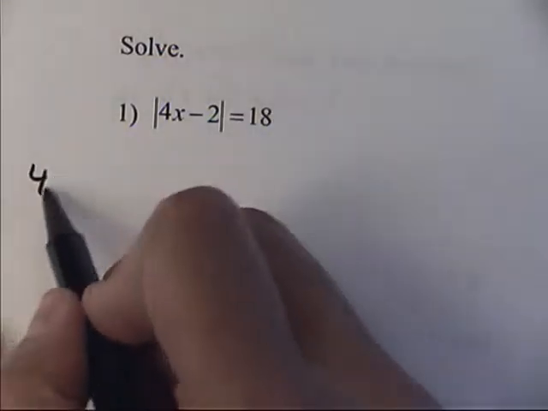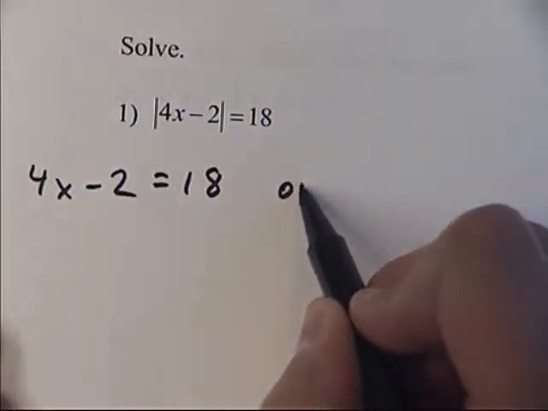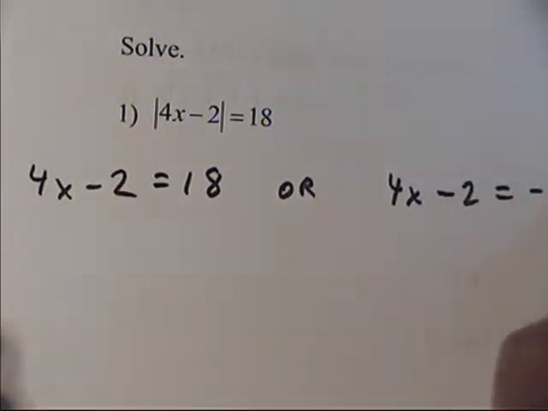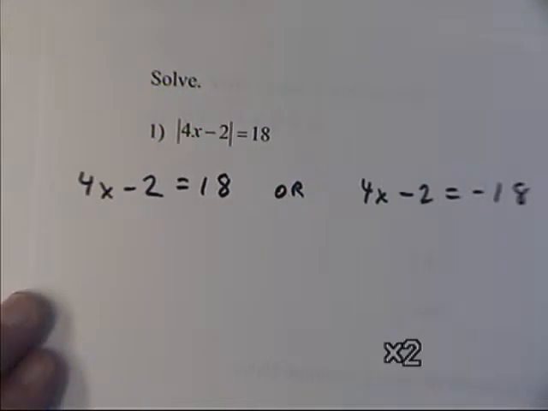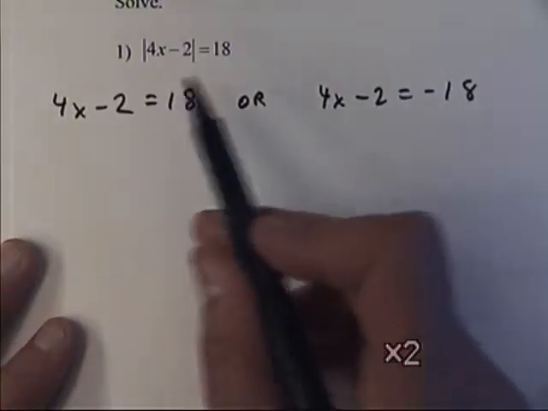So that means that whatever this expression is, it's either 18 or 4x minus 2 is a negative 18. So those are the two situations that would make this original statement true.